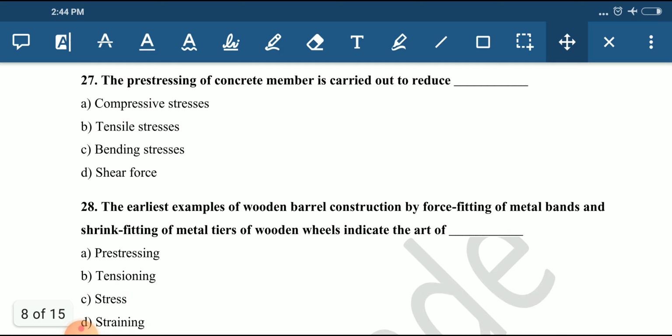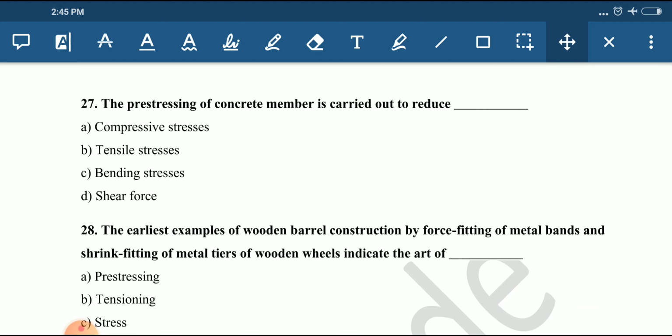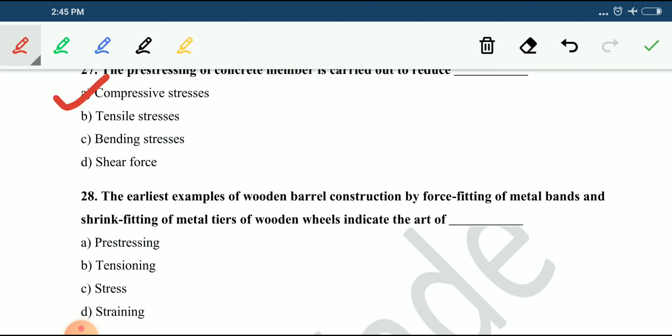Okay, the pre-stressing of a concrete member is carried out to reduce what? The first option is compressive stresses, second is tensile stresses, third is bending stresses, and the next one is shear stresses. Usually the pre-stressing of a concrete member is carried out to reduce the compressive stresses. So the correct answer is A.